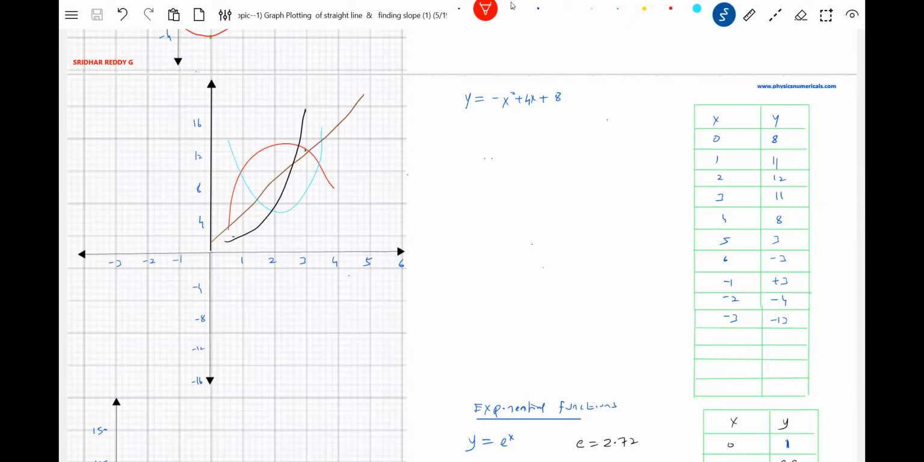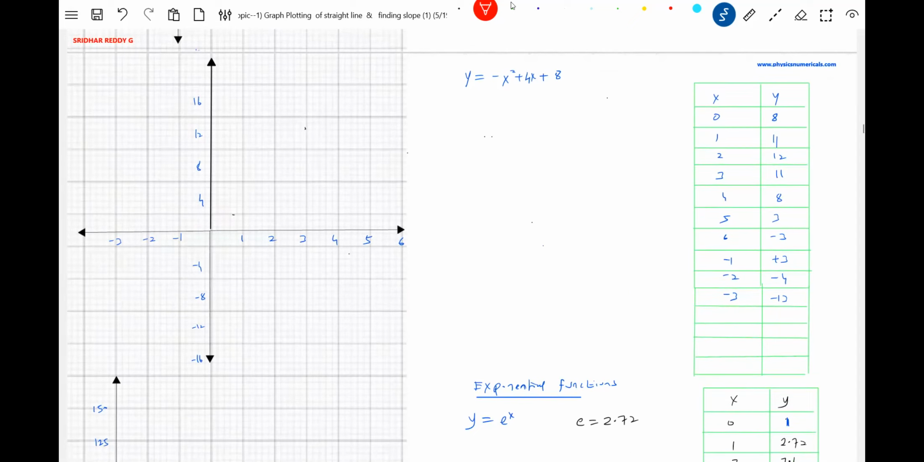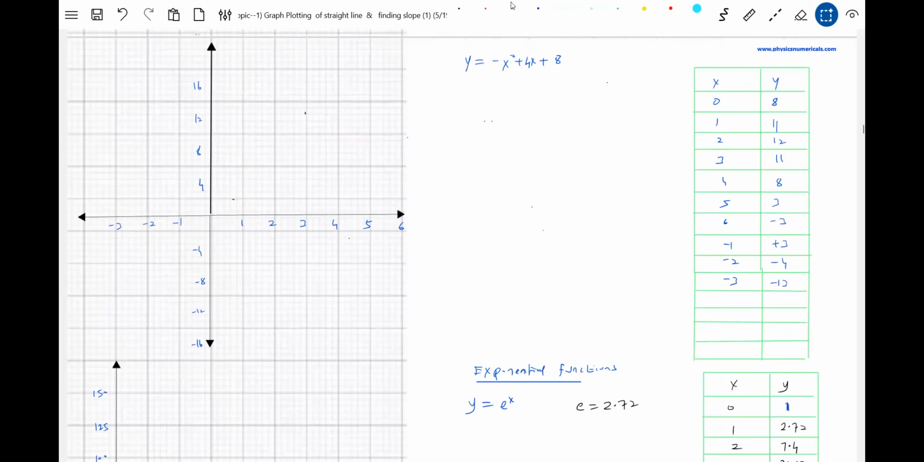Now, what about minus x square plus 4x plus 8? I want the curve for this. How will the possible shape be? Yes or no? What can be the possible shape? So x equal to 0, y will be 8. The graph is not in scale.